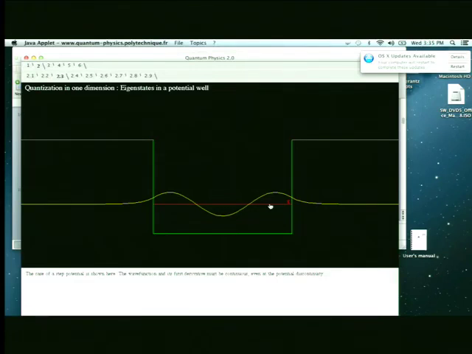Is there any question about this? I just wanted you to see that where there's kinetic energy, you get waviness, and where there's no kinetic energy, you get an exponential decay into the wall. But those have to match up. In order that the wave function be normalizable, they have to match up.